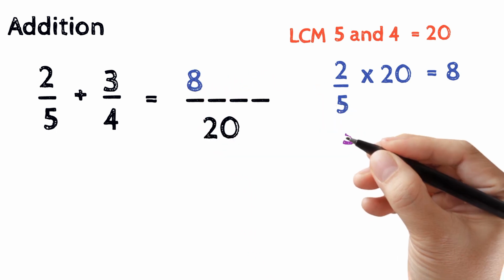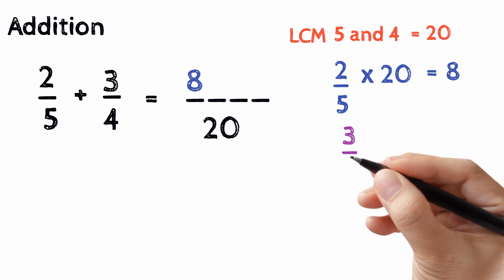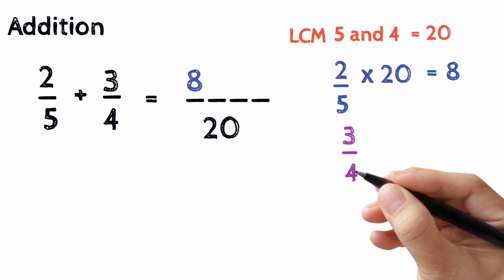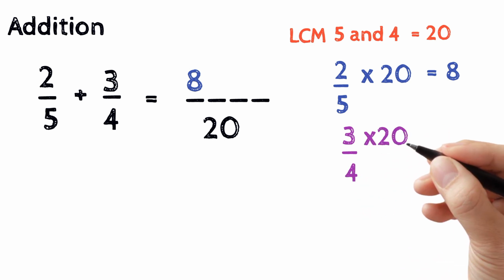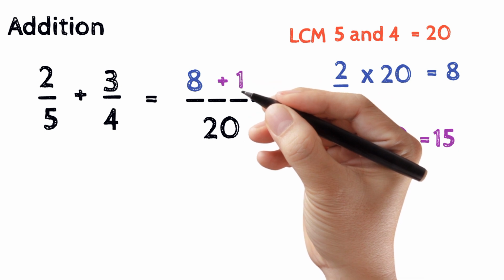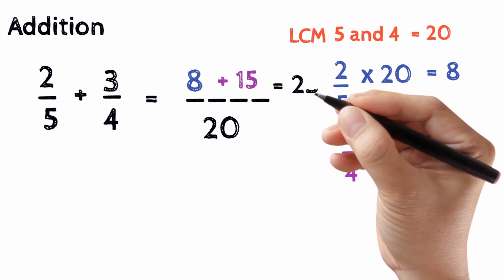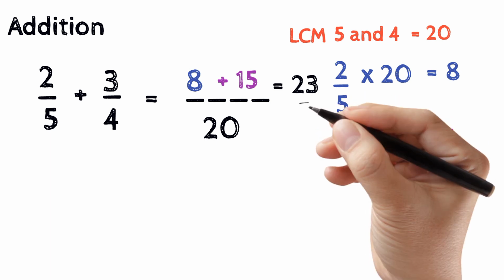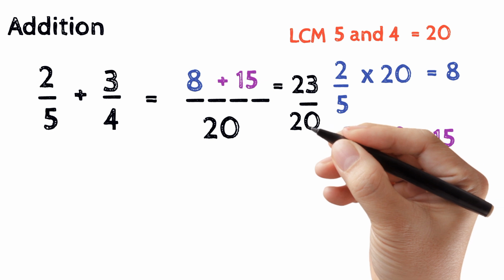Then take the other fraction, which is 3 over 4. Then multiplied by the new denominator, which is 20. So this is equal to 15. So the numerator is 8 plus 15. This is equal to 23 over 20. That's your answer.